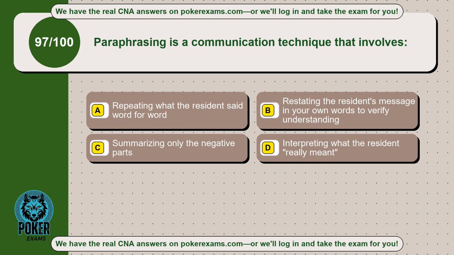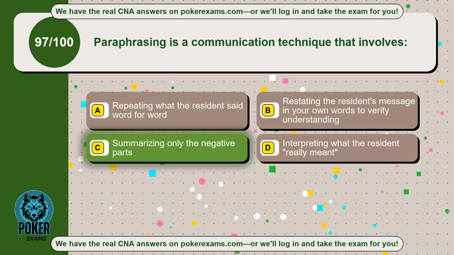Question 97. Paraphrasing is a communication technique that involves: Option A. Repeating what the resident said word for word. Option B. Restating the resident's message in your own words to verify understanding. Option C. Summarizing only the negative parts. Option D. Interpreting what the resident really meant.